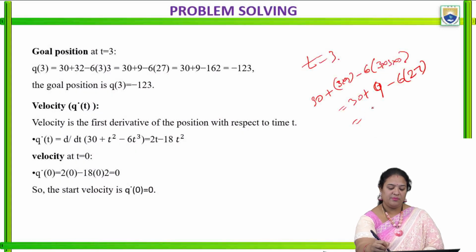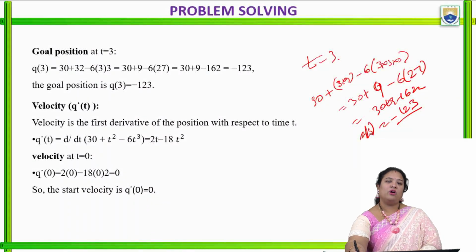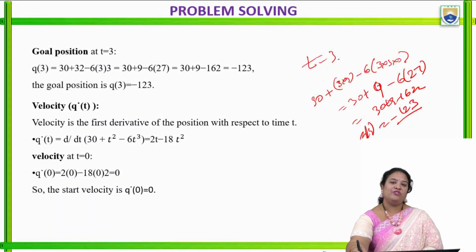So what we are getting? 30 + 9 - 162. So the value is -123. Q(3) at the final position, we have got the goal position value of q as -123.